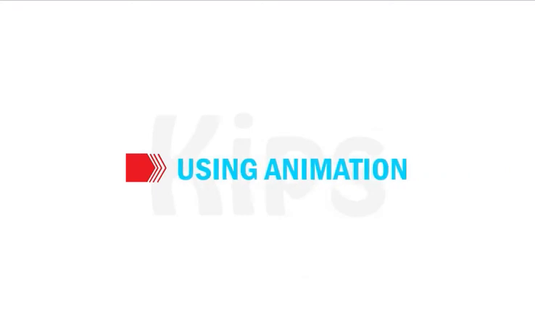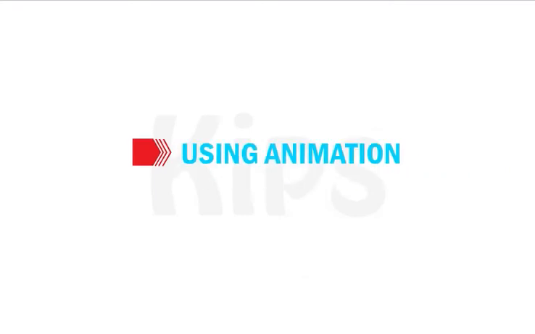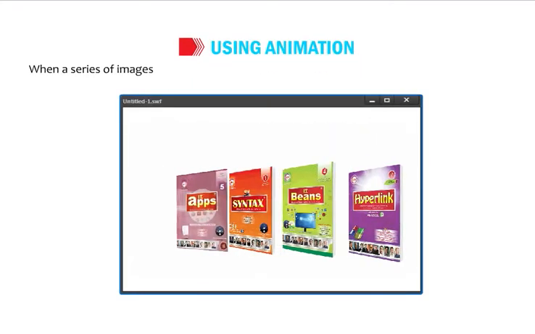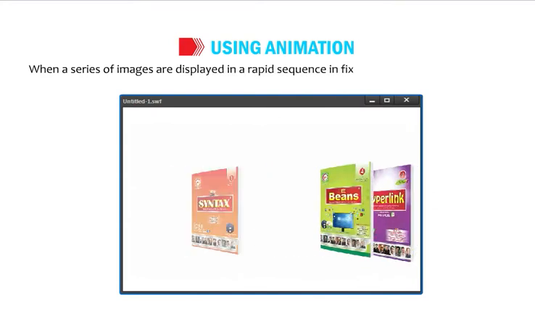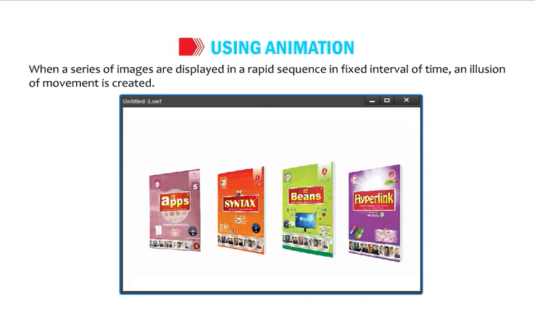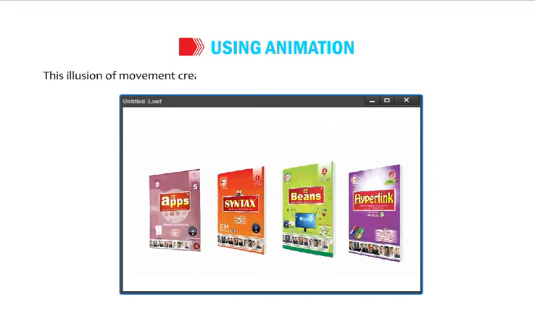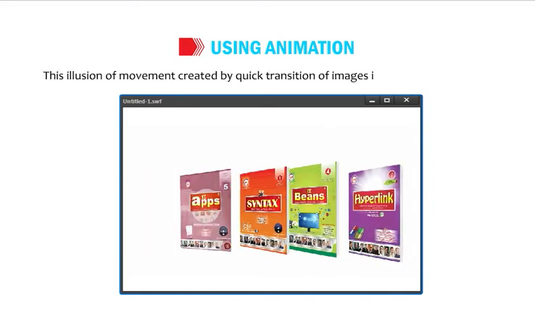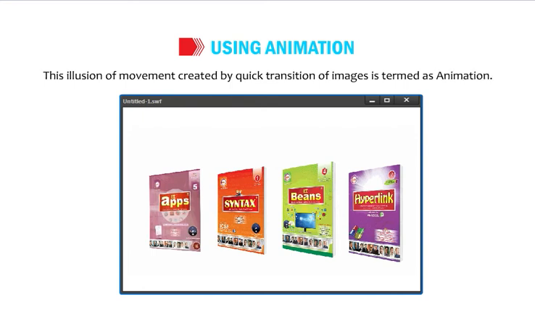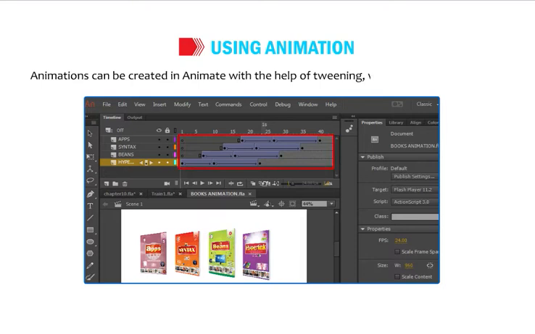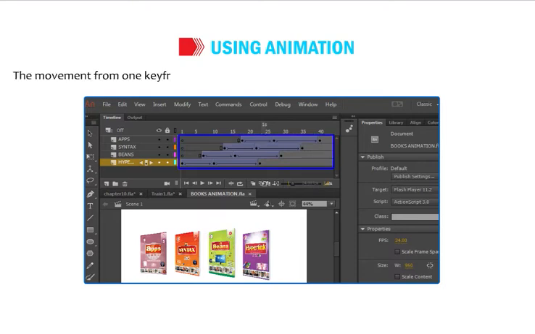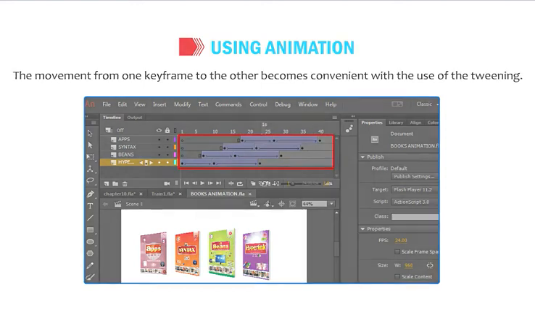Alright, now let me tell you how to use the animation. When a series of images are displayed in a rapid sequence in fixed intervals of time, an illusion of movement is created. This illusion of movement created by quick transition of images is termed as animation. Animations can be created in Flash with the help of tweening, which means in between. The movement from one keyframe to the other becomes convenient with the use of tweening.